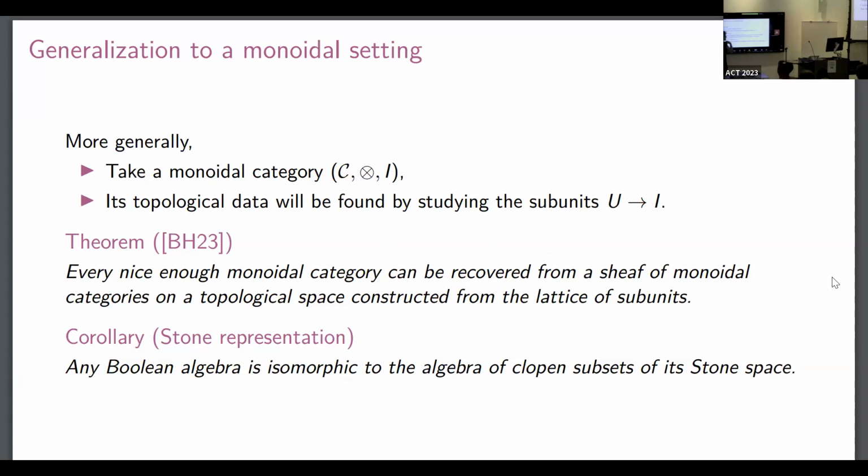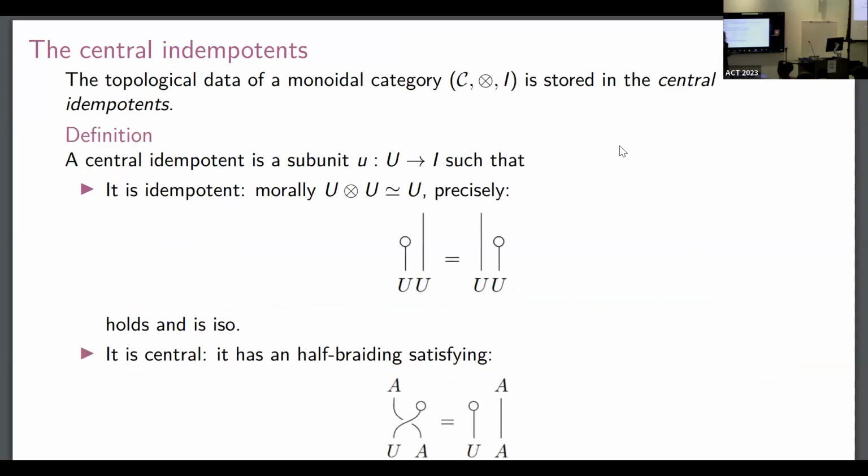And so this result generalizes, for instance, the Stone representation theorem that says that Boolean algebras are the same thing as the space. Okay, so this is the general idea, but then for the subunits, there are too many of them, and the topological data, in fact, is stored not in all the subunits, but in the ones that are called central idempotents.